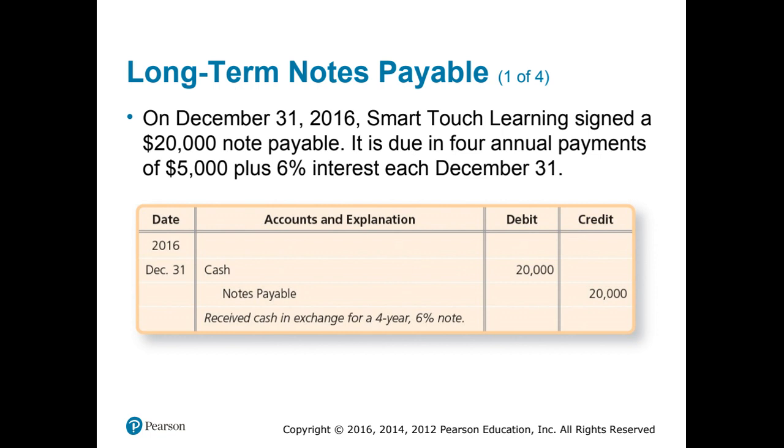In this example, we see they put the time period, 4 years, and the percentage, 6%. If they had put received cash in exchange for a note, it's missing some information, and that leaves room for questions and people having to come back. So you want to try to put some detail in there if you can.